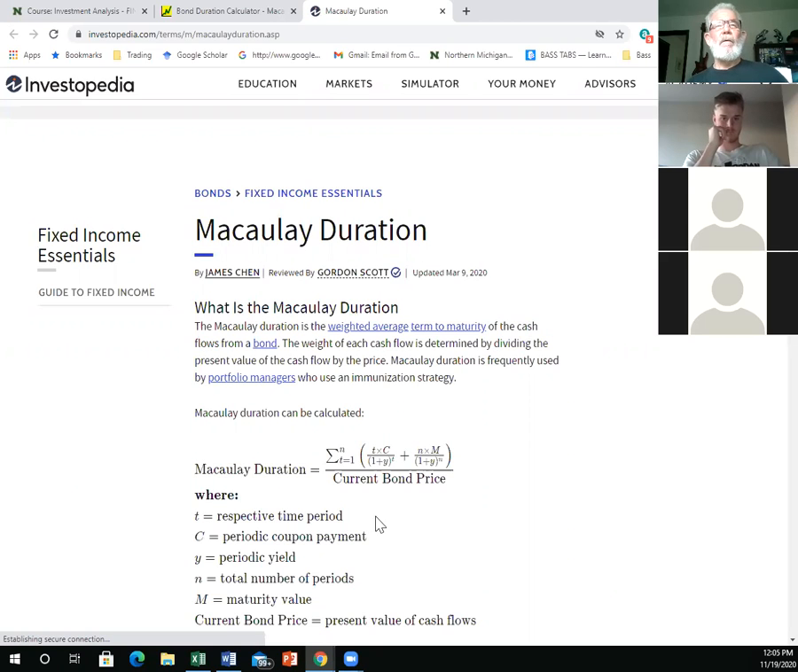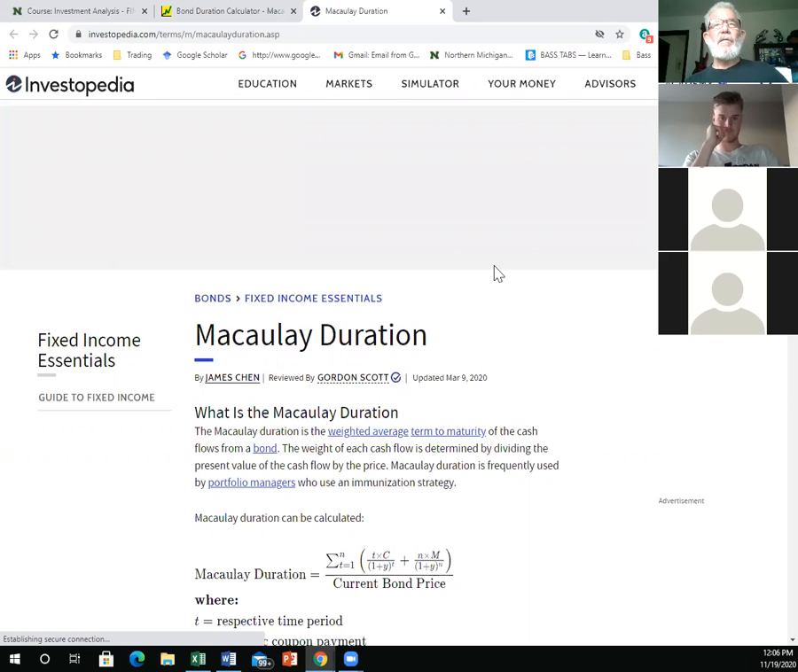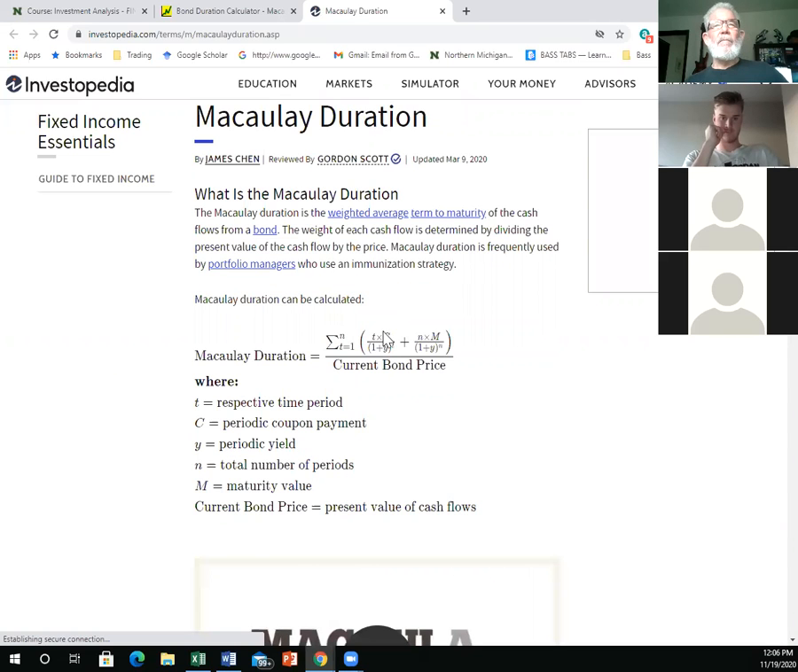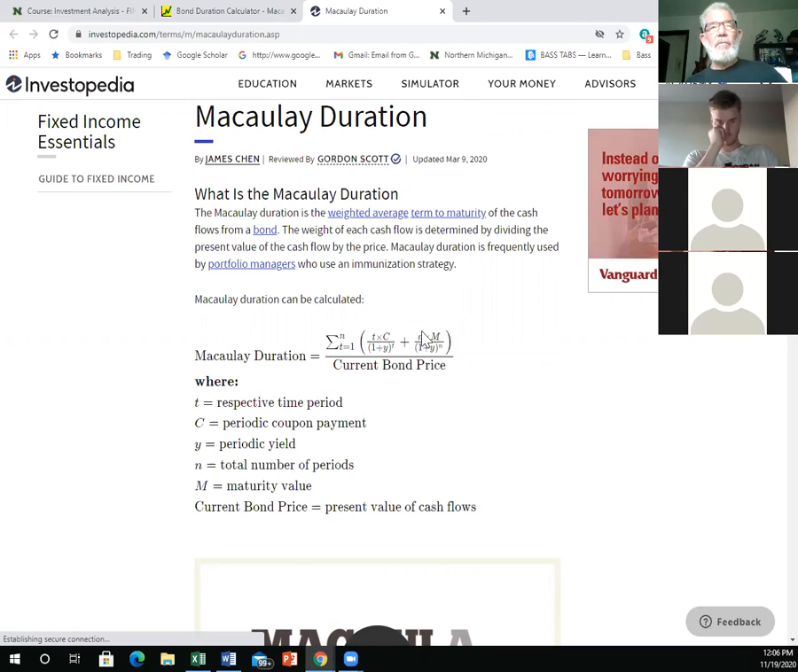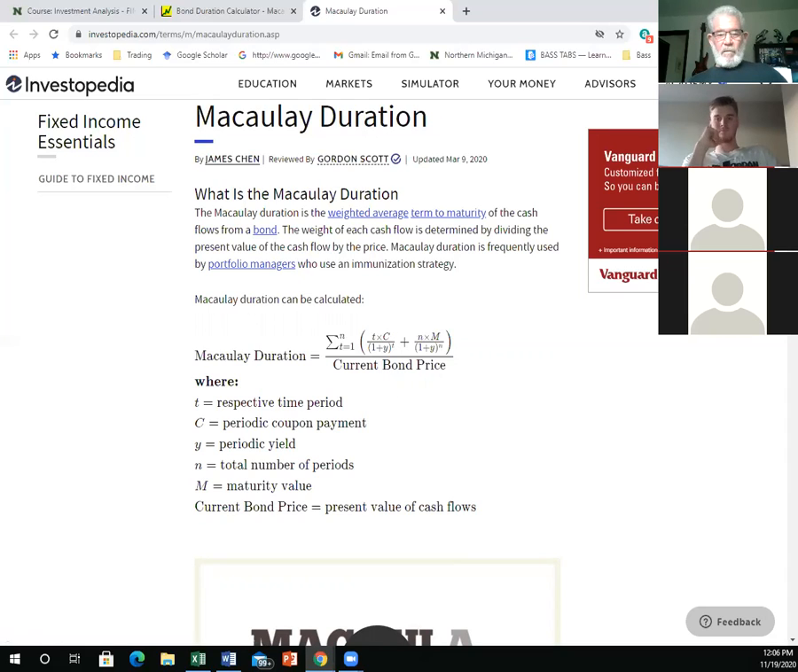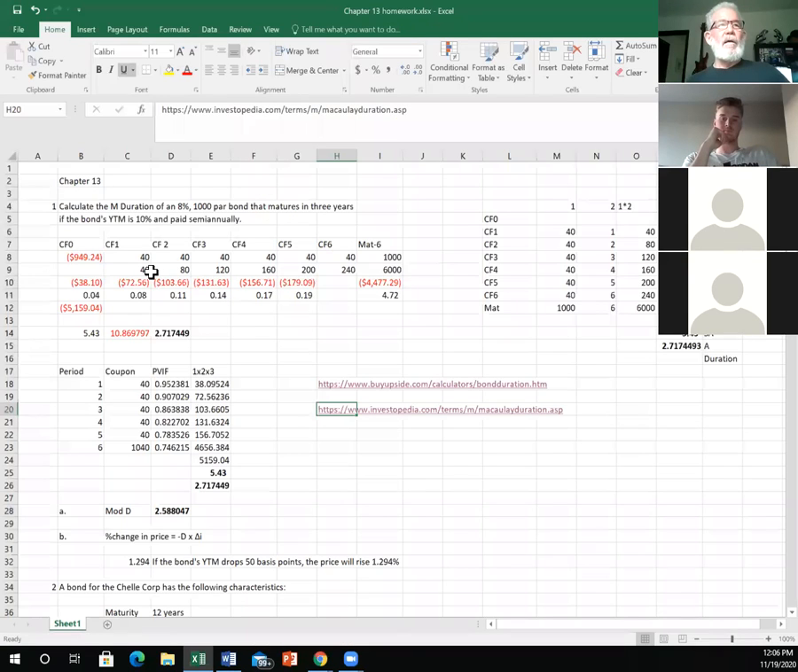Okay. So the formula tells us to take the coupon times its place in line and then discount it back. And then you do the same thing with the maturity value, which is going to be 1,000 times its place in line, which in our problem is 6, discount it back. And then you add these together and divide it by the current bond price. So this is the formula. And so that's the way I did it here.